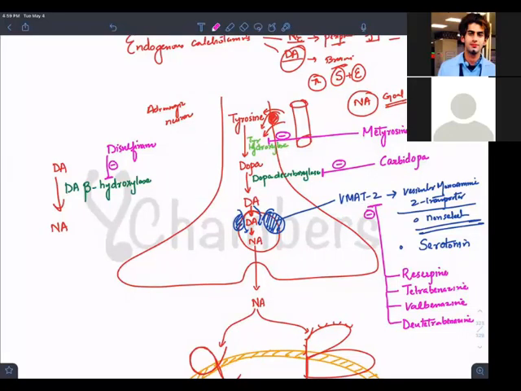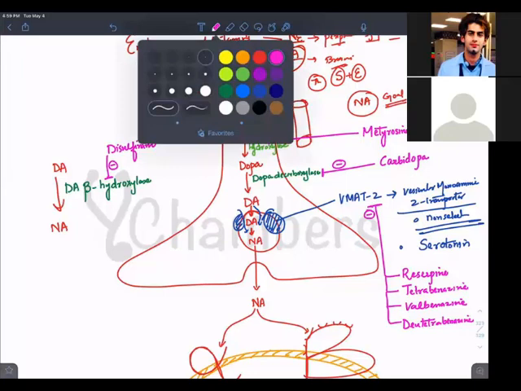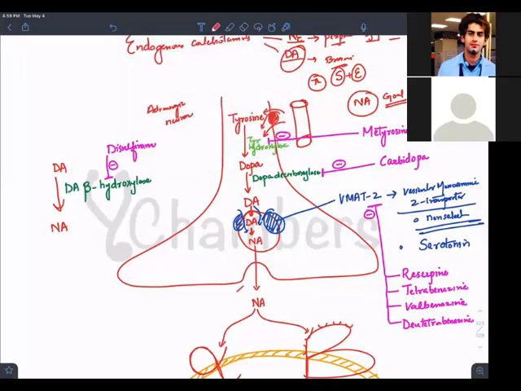Now, which process are you doing here? You are doing exocytosis. You are doing this exocytosis here. If you want to prevent the exocytosis of noradrenaline, what will you do? You will give a drug. Which drug do we give to prevent the exocytosis?